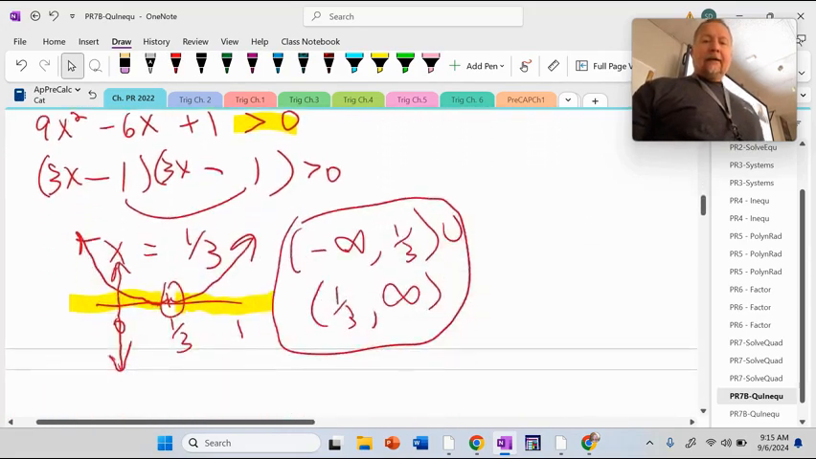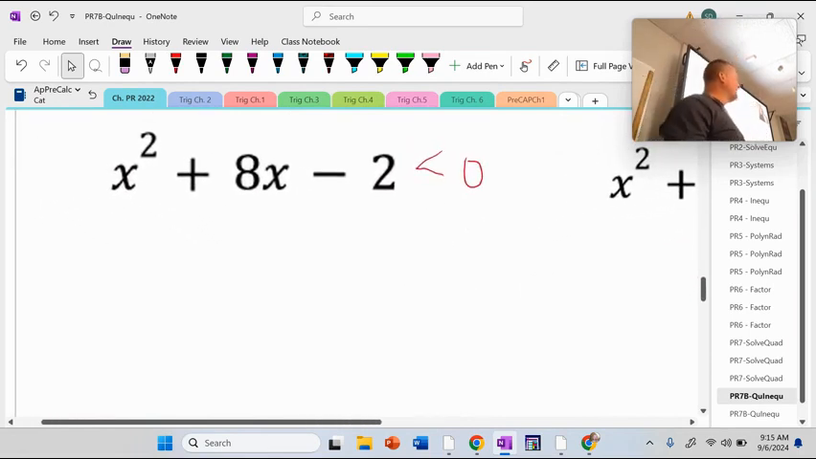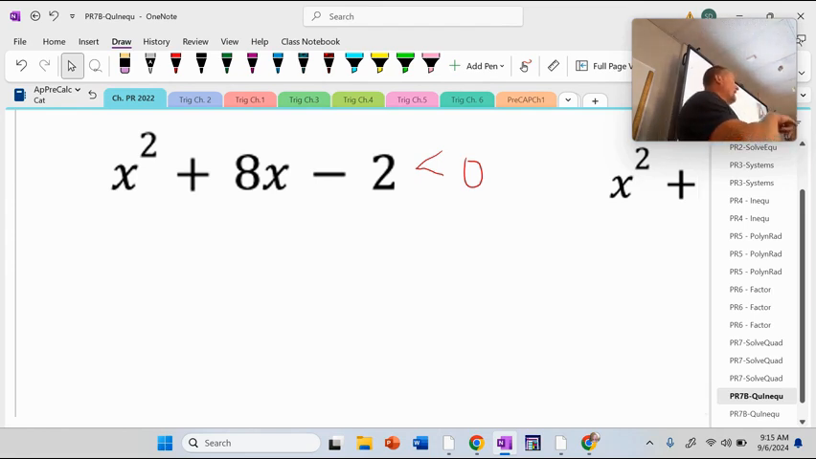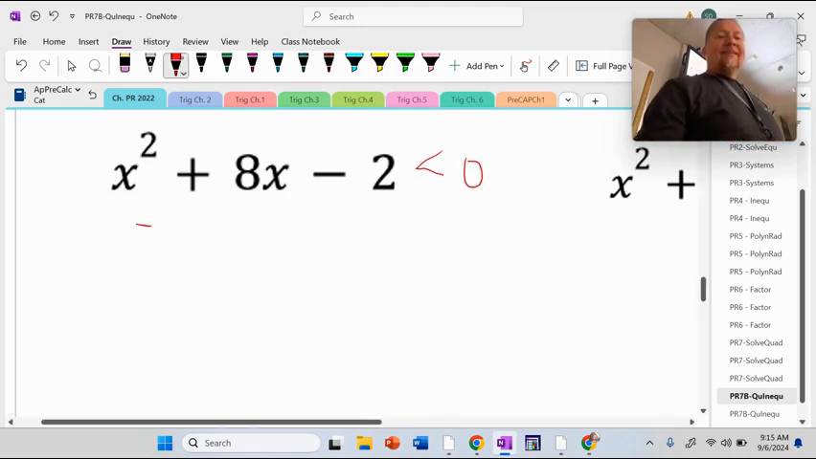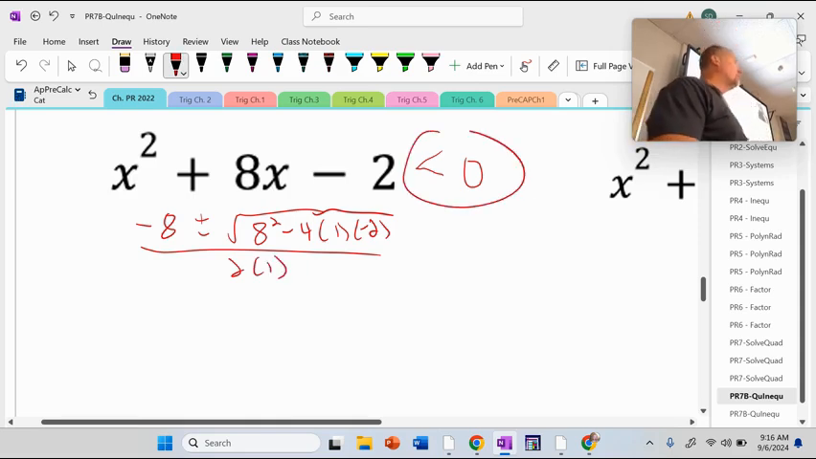Does this look familiar? Look at your notes. The opposite of b plus or minus the square root of b squared minus 4ac. We already did this one, Mr. Samuelis. But all over 2a, it's an inequality now.